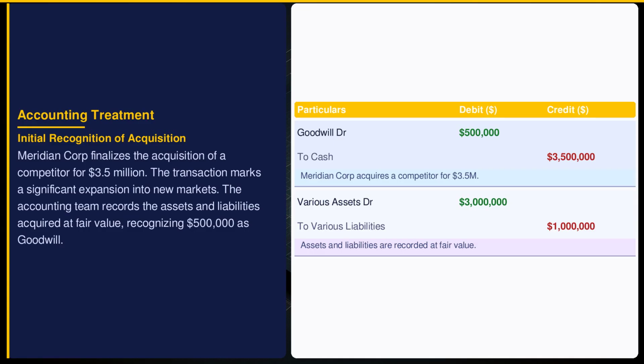The initial recognition captures all acquired assets and liabilities at fair value as per Indian Accounting Standard 103. Goodwill of $500,000 is recognized, representing future economic benefits from the acquisition. This entry ensures Meridian Corporation's balance sheet reflects the true value of the acquired business.